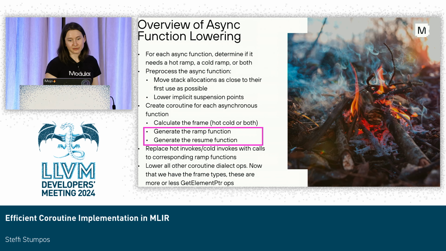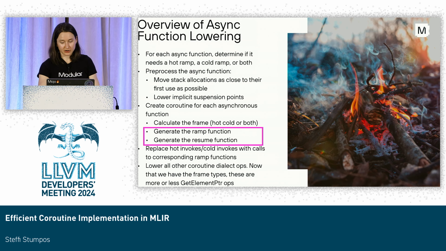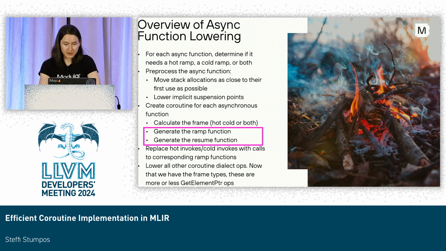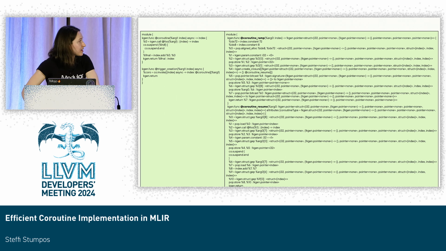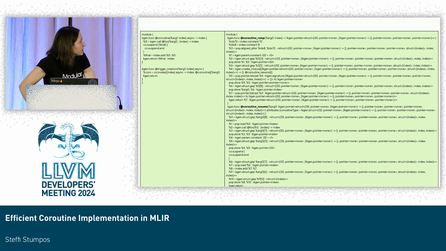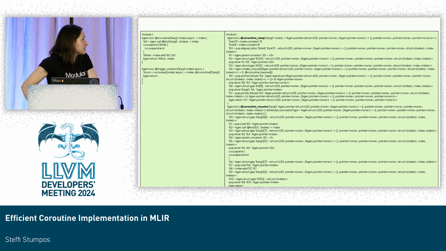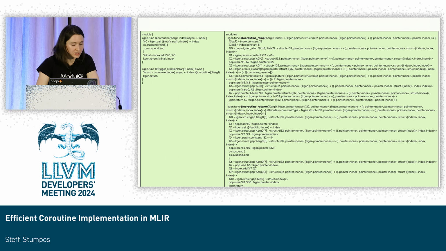Finally, we can generate the functions now that we have our frame. And this is just an example of what that might look like. So we have a cold started coroutine here, and it turns into a ramp and resume, and we can see that the suspension points are still intact.